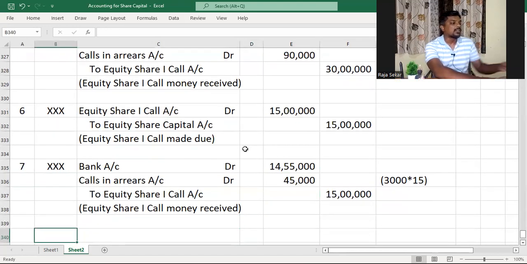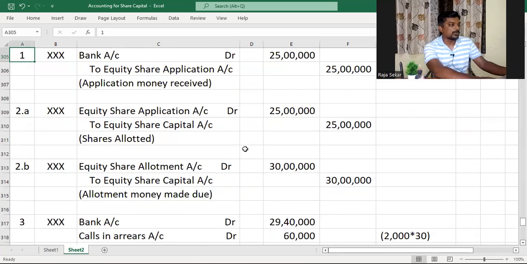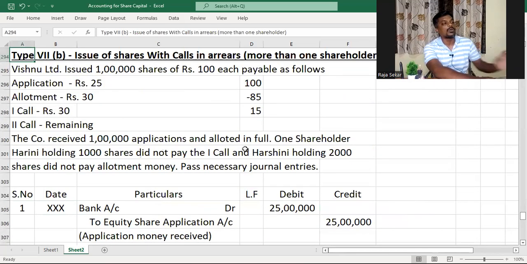Understood, my dear children? So with this, we have come to the end of this problem where we learned how to account for calls in arrears when there are more than one shareholders. I hope you understood this.